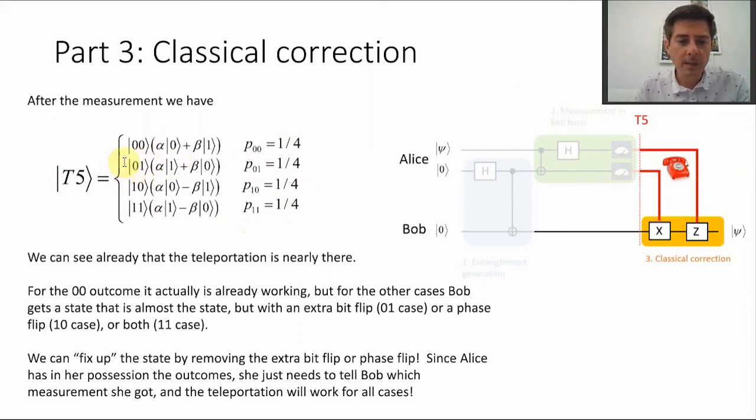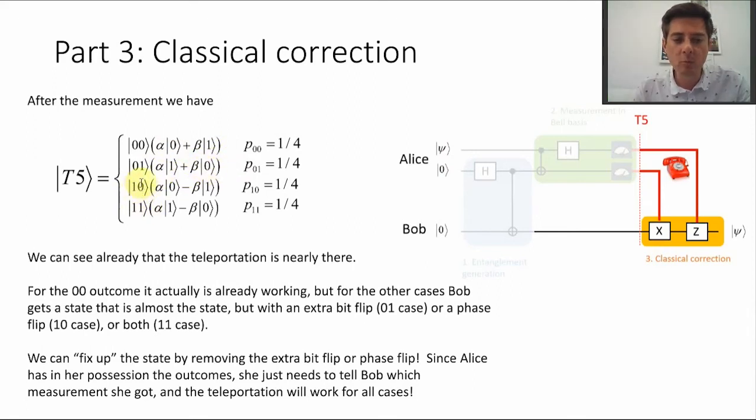For example, in the case that Alice gets 0, 1, Bob actually has this state alpha 1 plus beta 0. Now that looks a lot like the state that Alice started with, which was actually alpha 0, beta 1. It's just that these are the wrong way around, right? So the 1 was supposed to be 0 and the 0 is supposed to be a 1. So these are kind of flipped around. Okay, so apart from that it's just got a bit distorted in the process, but it's kind of very similar, right?